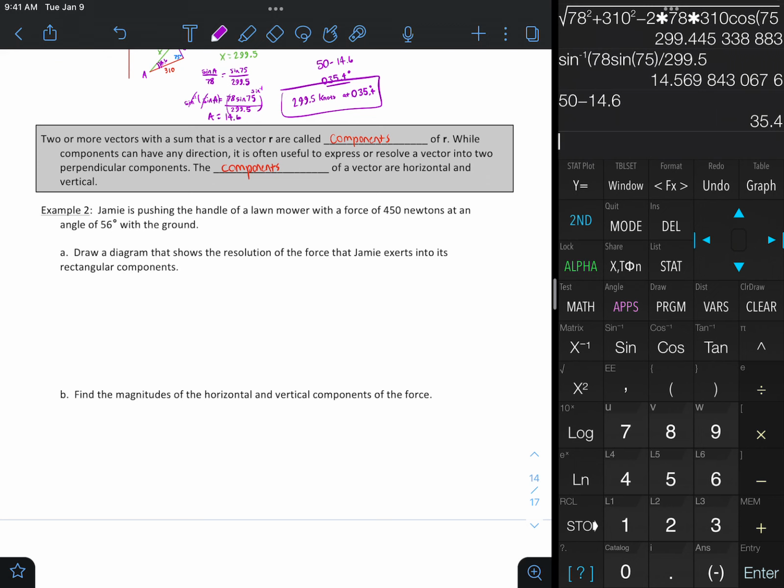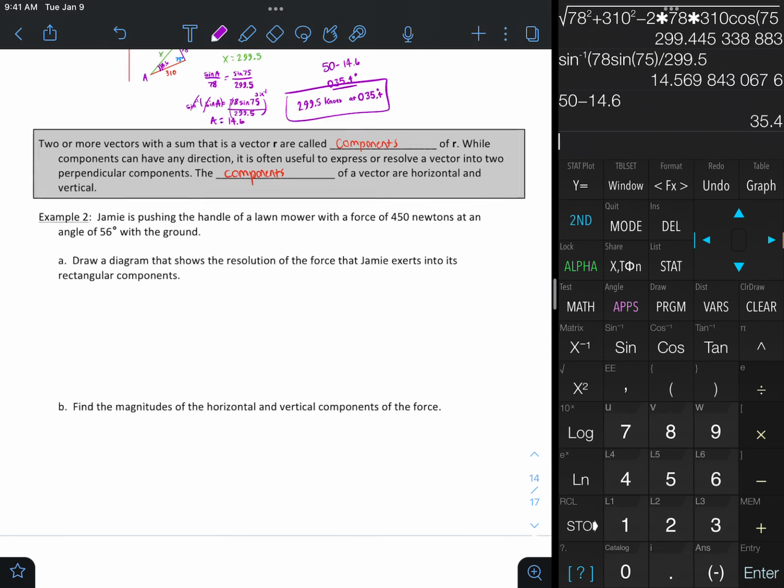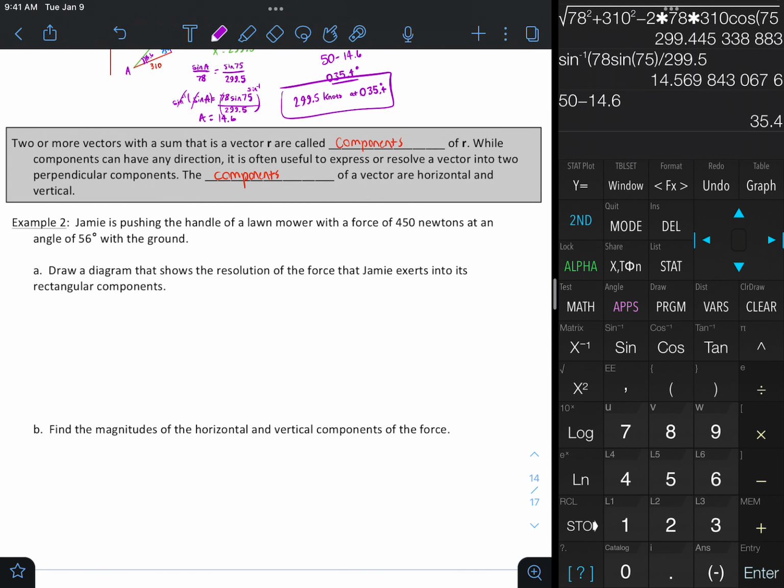Two or more vectors with a sum that is the vector R are called components. You have different components that add to a combined vector. While the components can have any direction, it's often useful to resolve a vector into two perpendicular components. The components we're going to use are a horizontal and a vertical component.